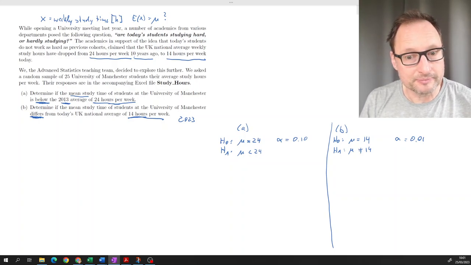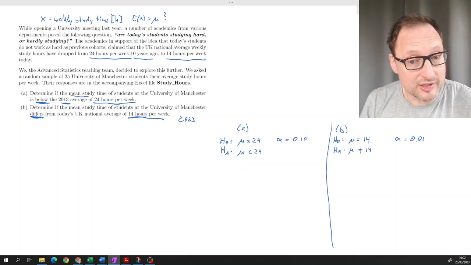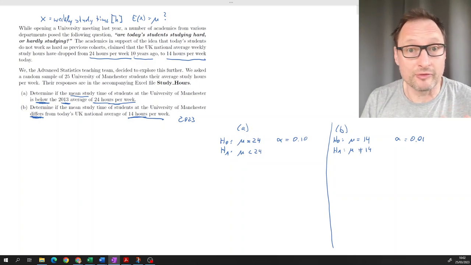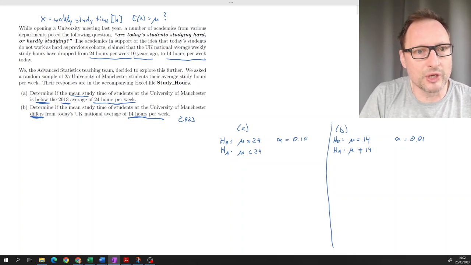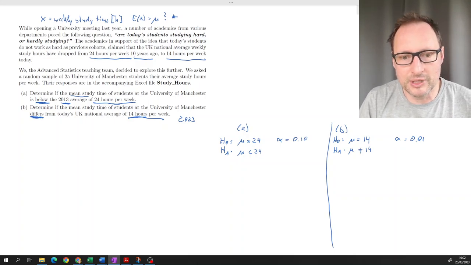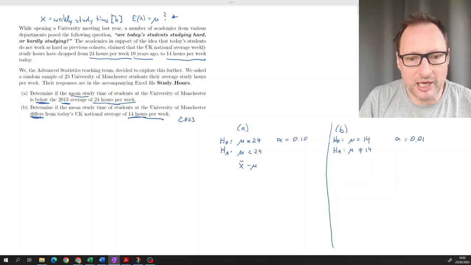So the next thing you need to set is the test statistic. We haven't looked at the sample yet. So when you do hypothesis testing, you want to prepare an awful lot before you actually look at the sample. So the test statistic. We are testing for a population mean. And when you test for a population mean, the test statistic always looks like sample average minus the mean from the hypothesis.